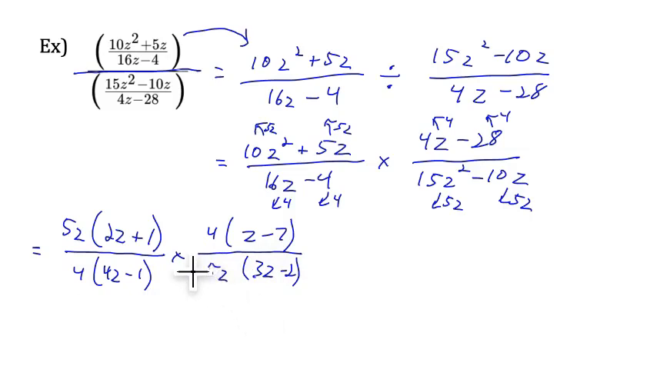Everything's factored. It's a multiplication problem. We can start canceling. 5z divided by 5z equals 1. 4 divided by 4 equals 1. And that's everything.